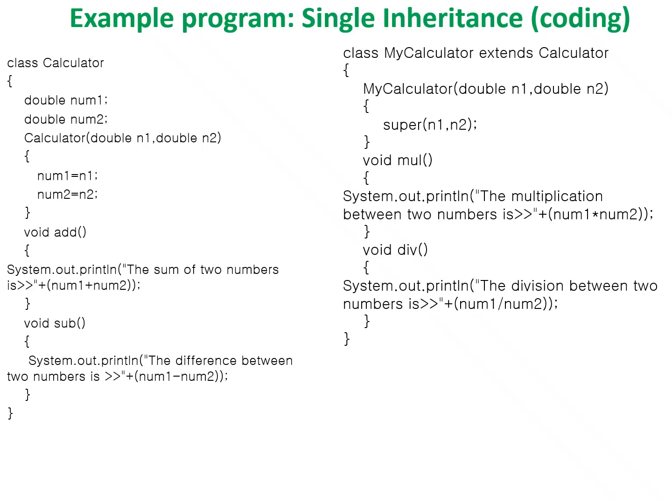Then the derived class MyCalculator extends the Calculator. Here the MyCalculator constructor is MyCalculator of double n1, double n2. Here we call the super constructor, super of n1 comma n2. Then it performs the multiplication operation using num1 and num2 and the division operation using num1 and num2.